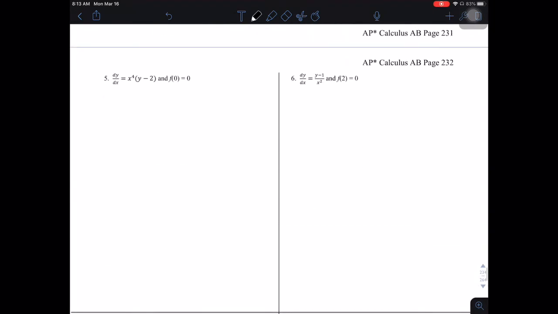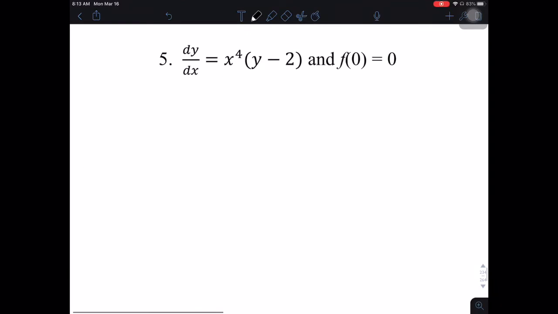On the flip side, this one is just wet and wild. It's like a swimming pool. I'm going to multiply both sides by dx.